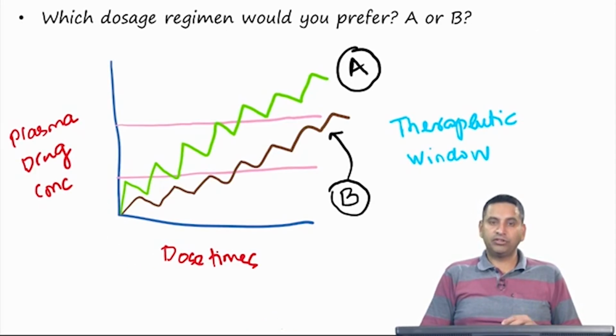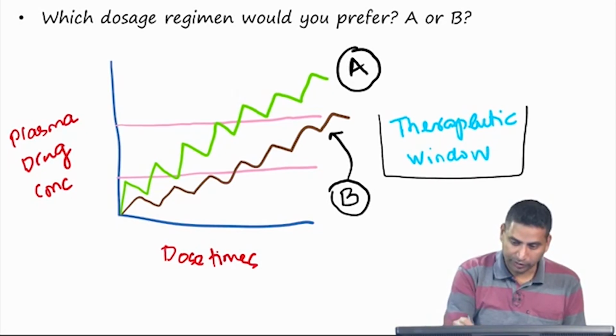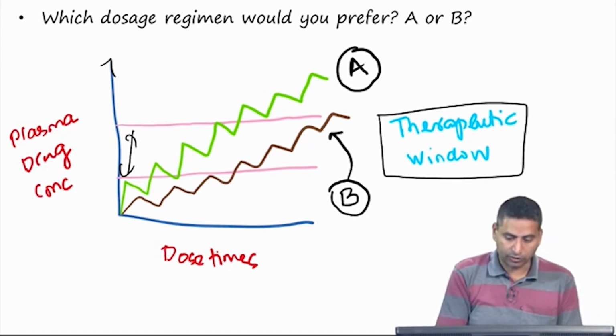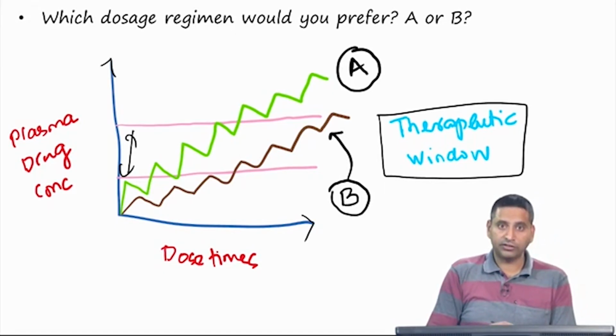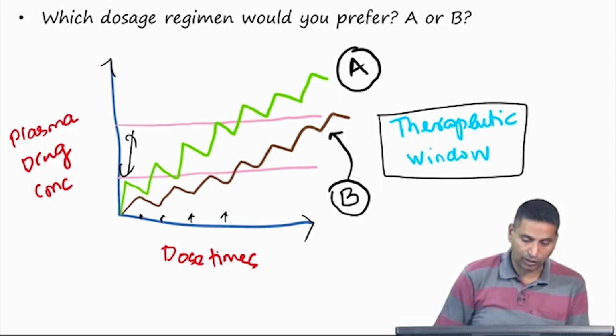Next question is, which dosage regimen would you prefer, A or B? This is an interesting question because we have a well-defined therapeutic window, which is here. On the y axis is the plasma drug concentration, on the x axis it is dose times. So, here the dose is given, and as you can see, here is the second dose, here is the third dose, here is the fourth dose, fifth dose, and so on.